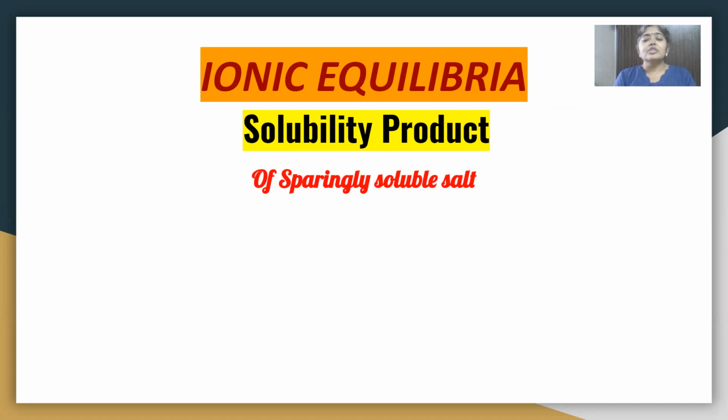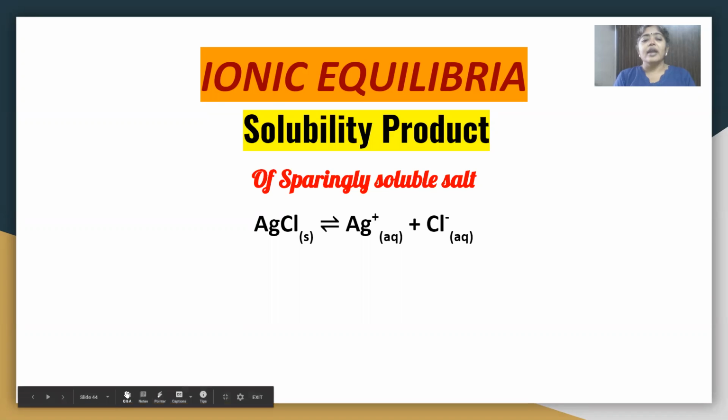Okay, on that note, now let us begin with solubility product. We'll first consider the solubility product of a sparingly soluble salt. For example, now let us consider silver chloride. Silver chloride is sparingly soluble in water. That means when we dissolve silver chloride in water, only a small amount of it undergoes ionization to form silver ions and chloride ions.